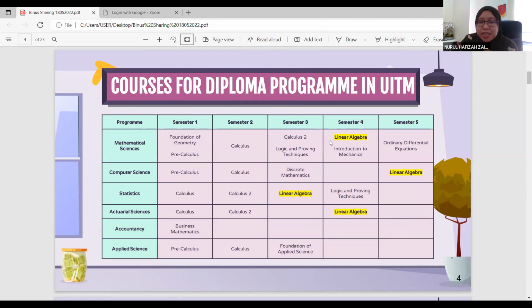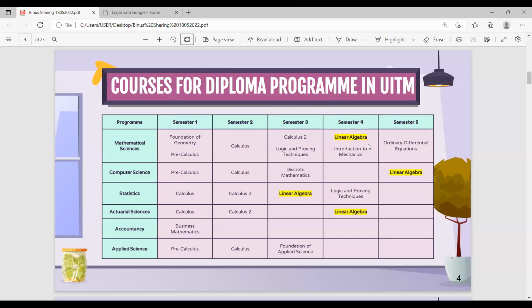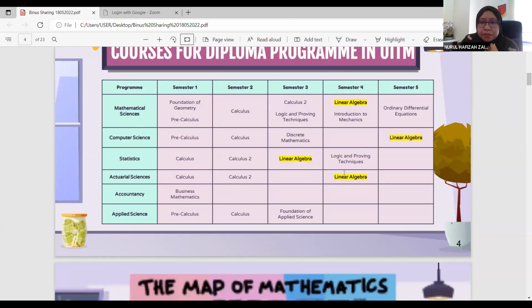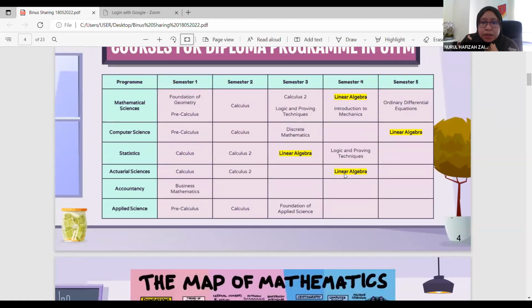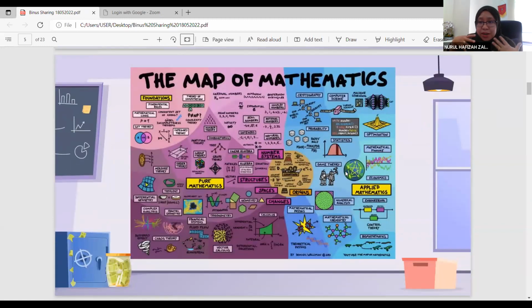I invited my semester 4 students here today together with us. Do you see that when I scroll my mouse, you can see my mouse moving? Yes, Doctor. Okay, thank you. Semester 4, they took linear algebra and also introduction to mechanics. Mathematics is very, very wide actually.